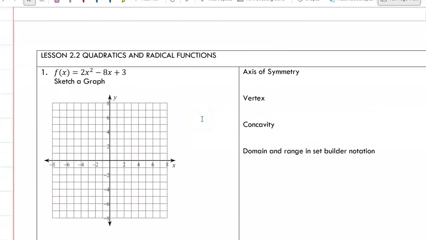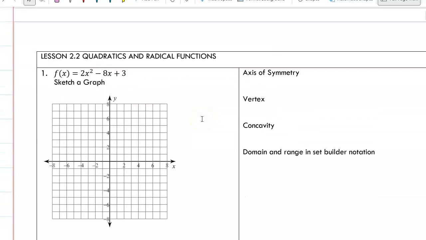Hi guys, so we're going to do quadratics and radical functions. The first part of this lesson was just graphing quadratics, just getting you introduced to equations and how to use equations to graph. And I just focus on quadratics. Now for quadratics, there are certain properties.